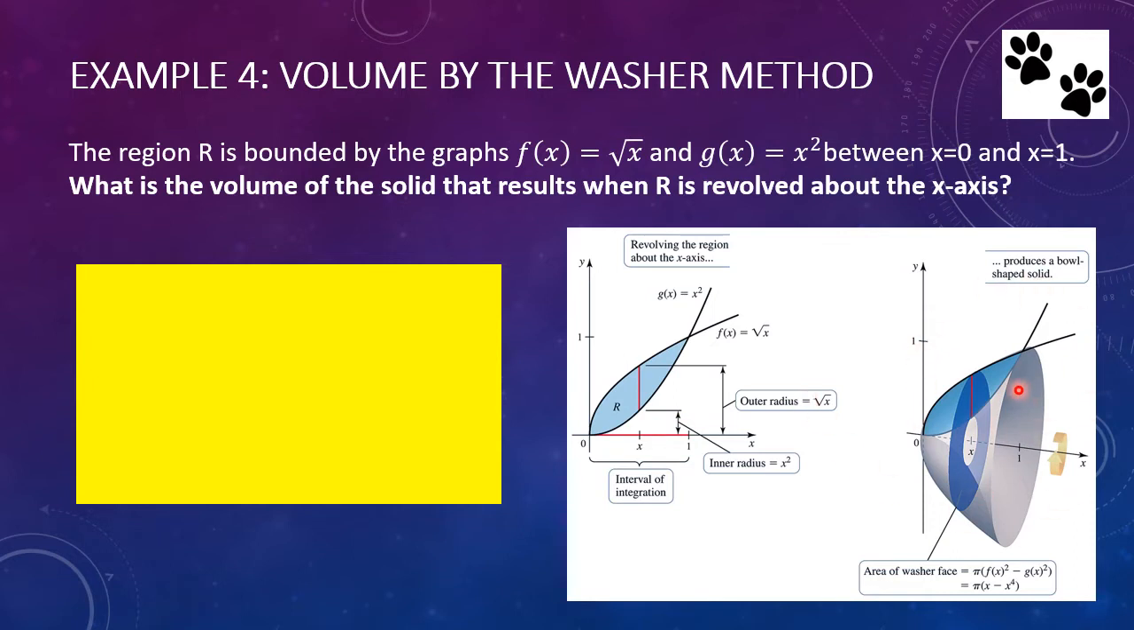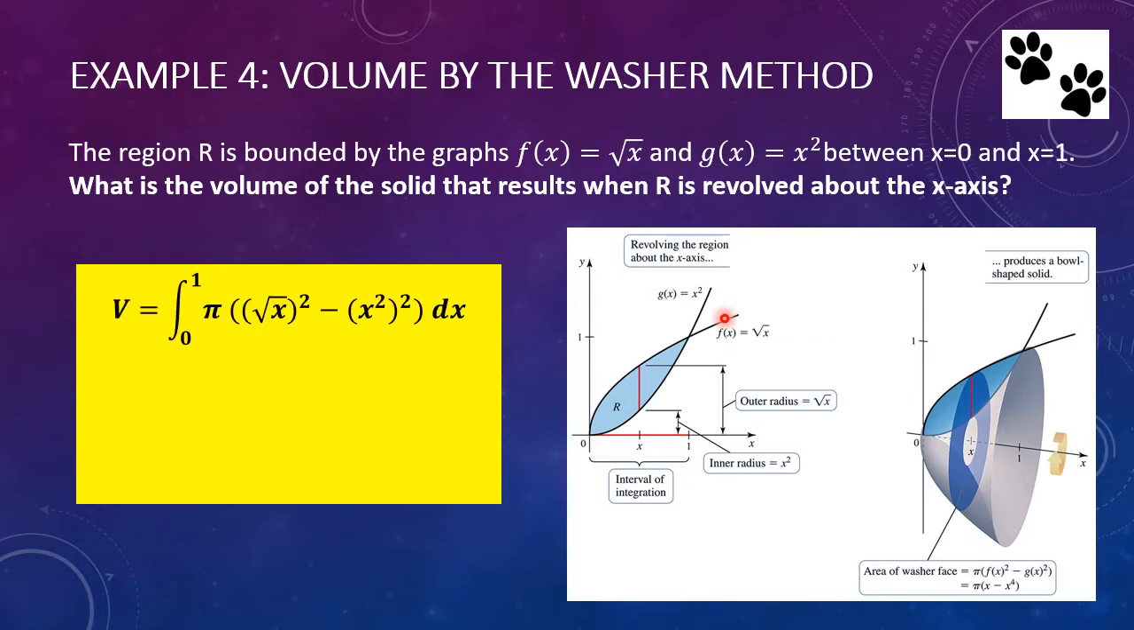What's nice with these graphics is you can get a picture of what the shape would be. And in this case, when we take this and revolve it around the x-axis, we actually get a bowl shape. So we can see that, again, f of x is the outer edge or the outer radius, and g of x is going to be the inner radius, which is similar to our form.